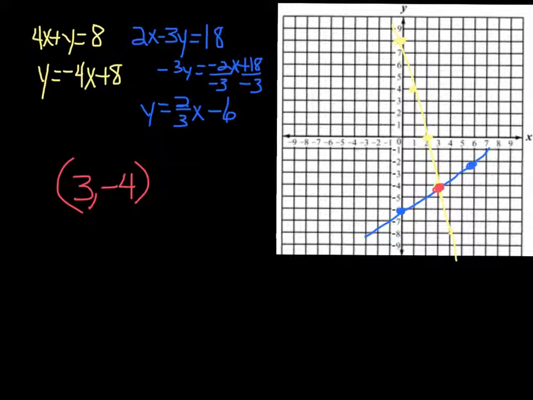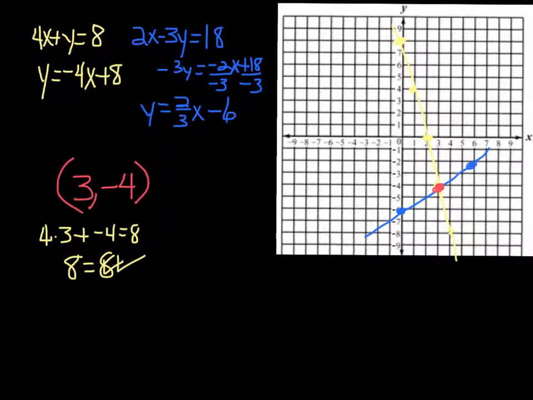You can check your solution by plugging that ordered pair, the x value of 3 and the y value of negative 4, back into the original equation to make sure that it makes a true statement. So if we take the 3 and put it in for x, that would be 4 times 3 plus negative 4. Does that equal 8? Okay, that's in our first equation. So that would give us 12 minus 4 is 8, and that equals 8. So that's good. That is correct in that equation.